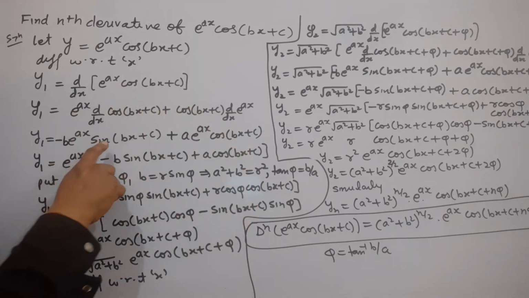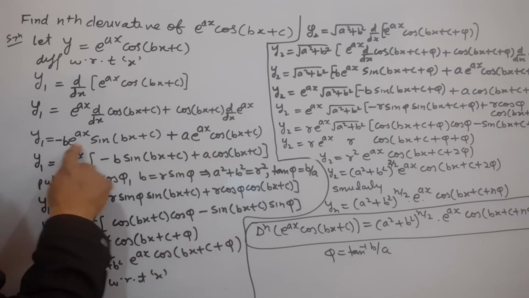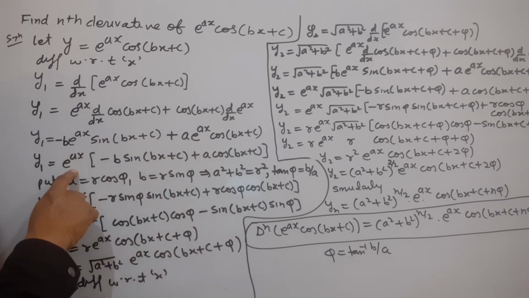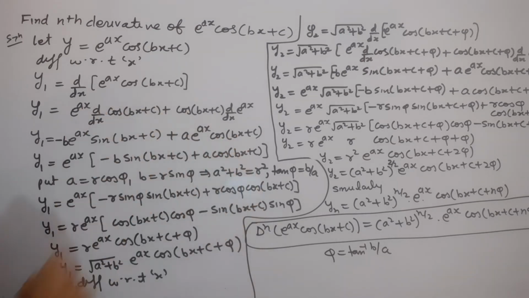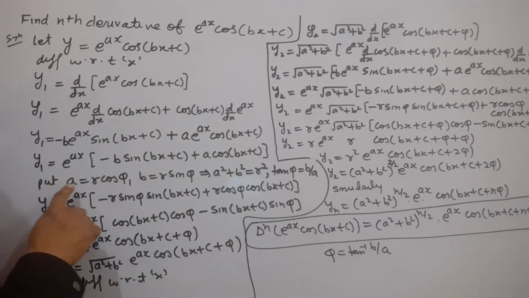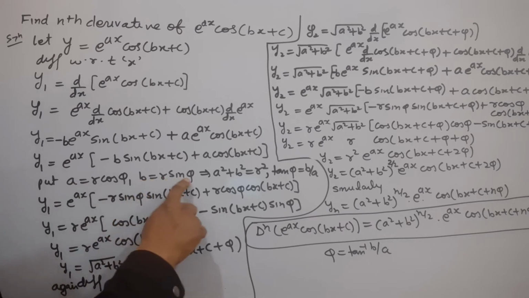आप देख सकते हैं इन बोथ टर्म में e to the power ax है, इसको हमने कॉमन लिया, आउटसाइड द ब्रैकेट लिखा और माइनस b sin bx plus c plus a cos bx plus c. अब यहाँ पर हम पुट कर रहे हैं a इक्वल टू r cos phi, b इक्वल टू r sin phi.